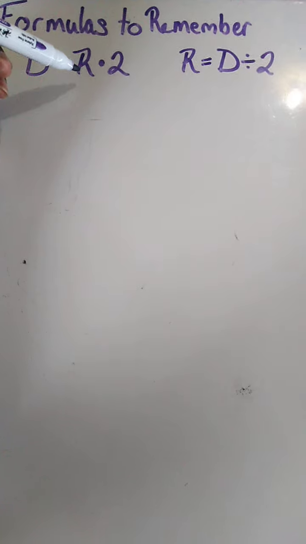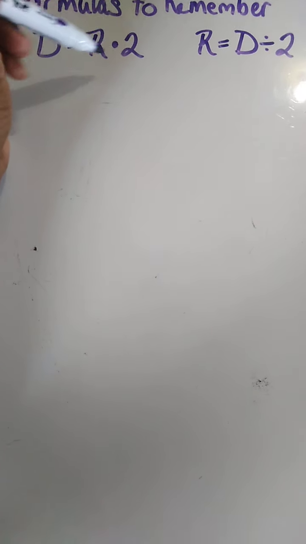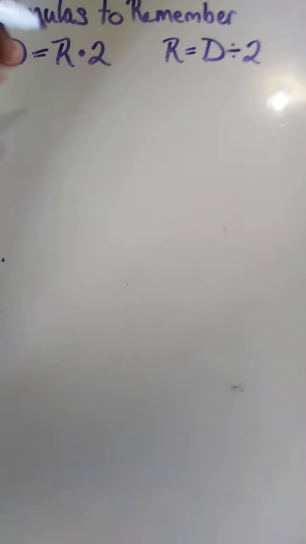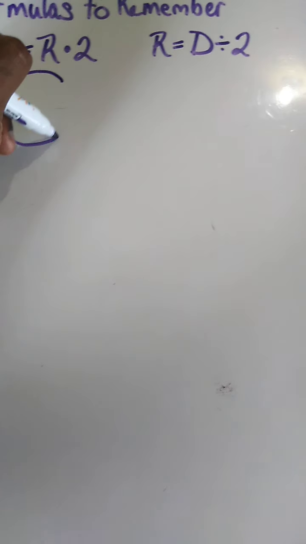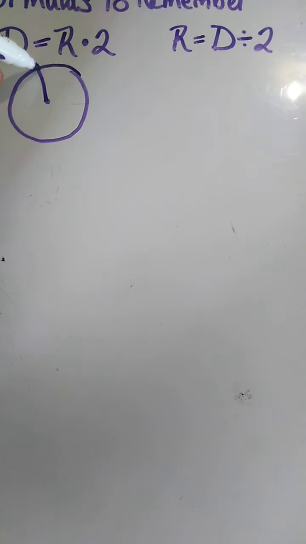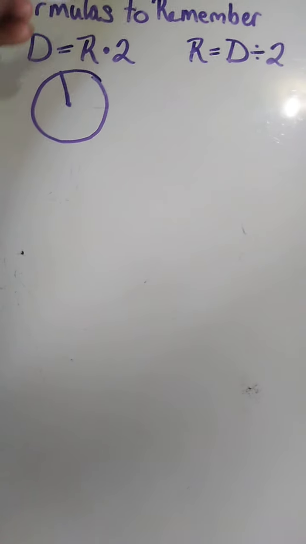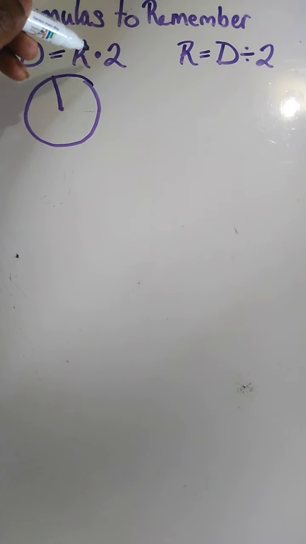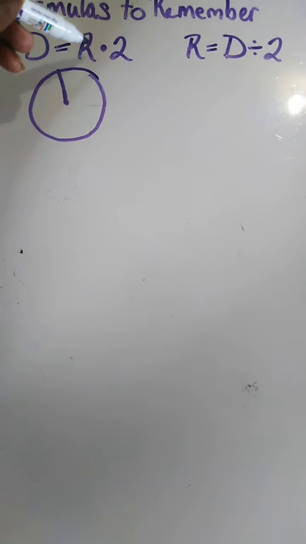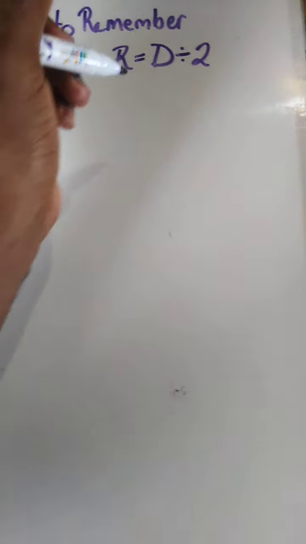In the class before, I went over the formula you can use if you have the radius and you're looking for the diameter. The radius is when you go from the center, radiating out to any point on the end of the circle. If you have that and you need to find the diameter, all you have to do is radius times 2, and you can find the diameter.